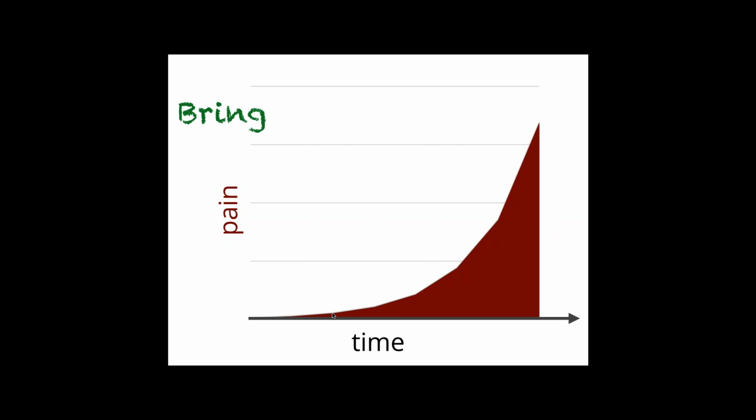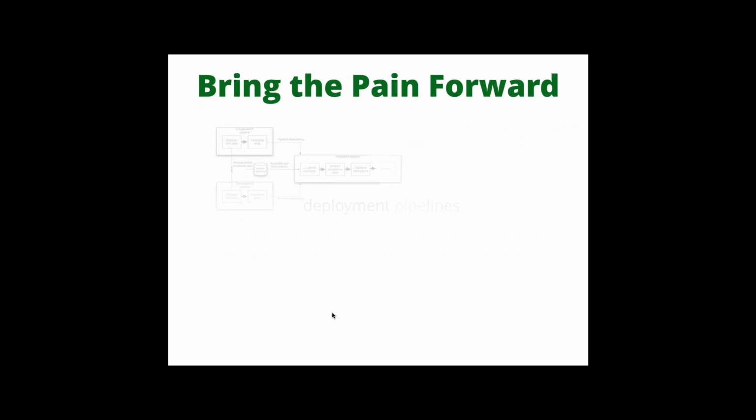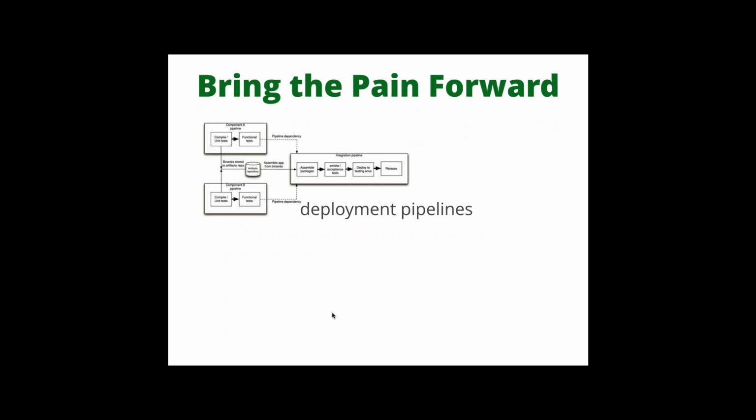And this is exactly what the bring the pain forward mantra was about from the XP guys: if you can attack problems in the really early parts of this curve, you pay a lot less engineering pain for it than you do later on. And this principle shows up in lots of places within continuous delivery and in the microservices world.